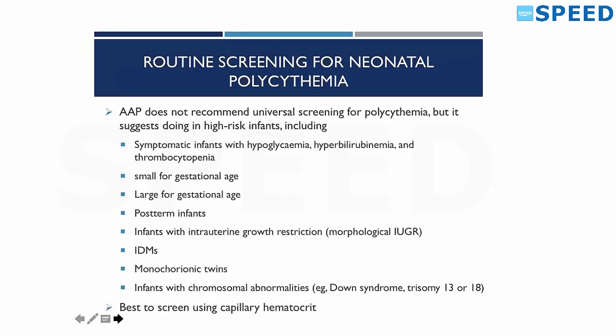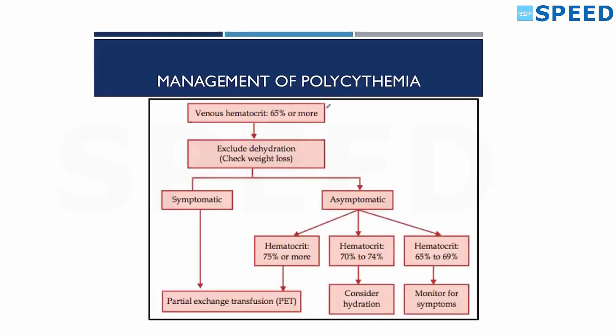So the last thing to be discussed in the topic of polycythemia is the management of polycythemia. So what is the management of polycythemia? The management of polycythemia is pretty simple. The first thing which you have to look for whenever you are suspecting polycythemia is confirm the diagnosis by doing a hematocrit or PCV value. If the hematocrit or PCV value is 65% or more, the diagnosis of polycythemia is considered.